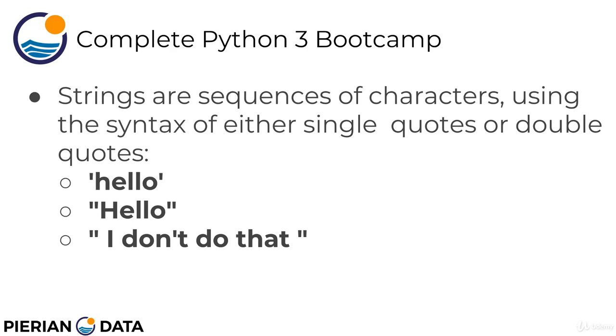First, we have hello with single quotes, then hello with double quotes. What's nice about having both options is that if you have a single quote in your string that you want to keep and not have that end your actual string, you can wrap it in the other type of quote, such as double quotes, or vice versa. So here we can see "I don't do that" has a single quote in there, but we don't want that single quote to suddenly end the string, so we can wrap the whole thing in double quotes. And we'll see an example of that later on in the Jupyter Notebook.